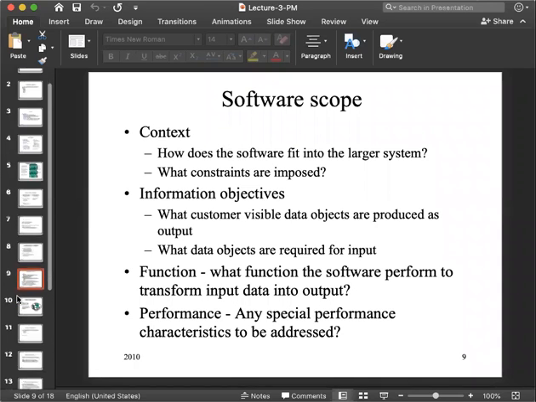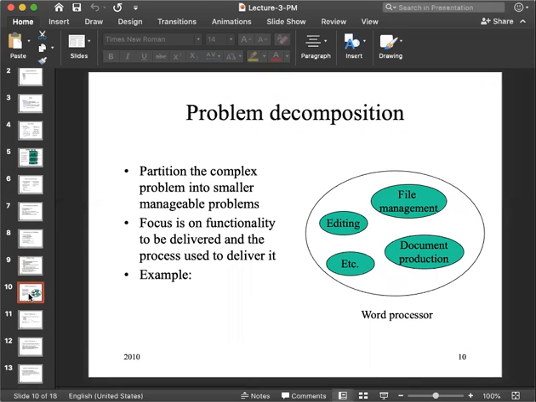Scope, actually, there is not much to discuss. Okay, problem decomposition. Problem decomposition means a problem could be small, a problem could be big. So how are we going to solve the problem? If I want to solve the problem easily, then what will I do? I will partition the whole problem into smaller manageable problems, focusing on the functionality to be delivered and the process used to deliver it.